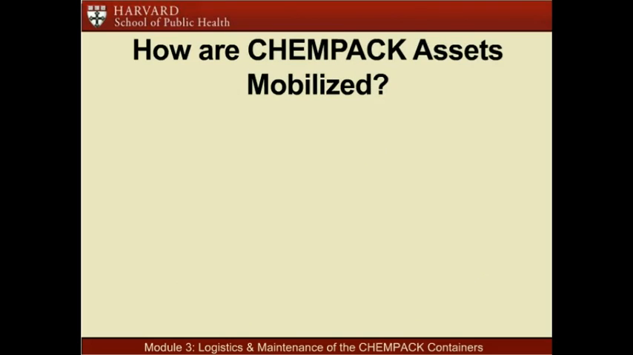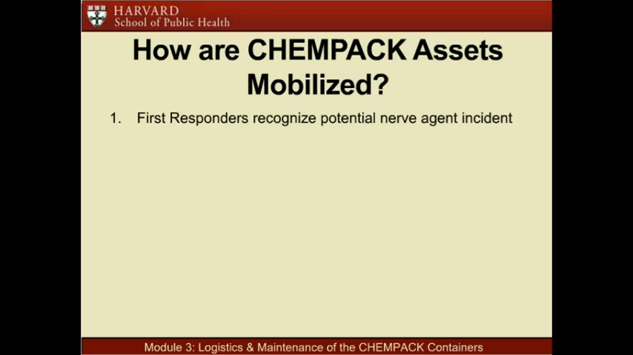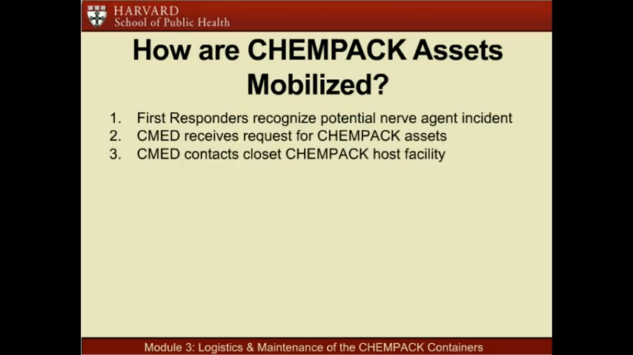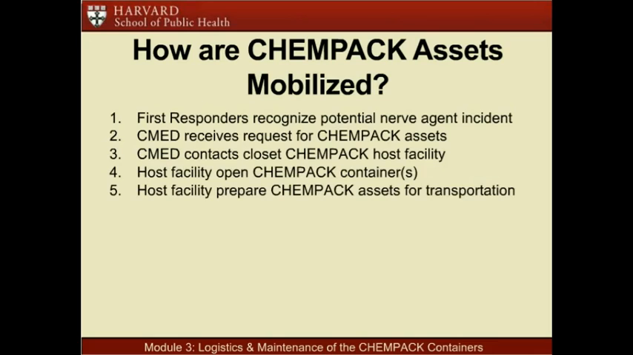From the perspective of the host facility, there are 6 important steps to mobilizing CHEMPACK assets. Please note that these steps are occurring as part of a larger community response detailed in Module 2. Once a potential nerve agent incident is recognized, one or more nearby host facilities may be contacted by CMED with a request to mobilize CHEMPACK assets. Trained host facility personnel will open the CHEMPACK container and prepare the necessary materials for transfer, documenting this process using CHEMPACK chain of custody forms.